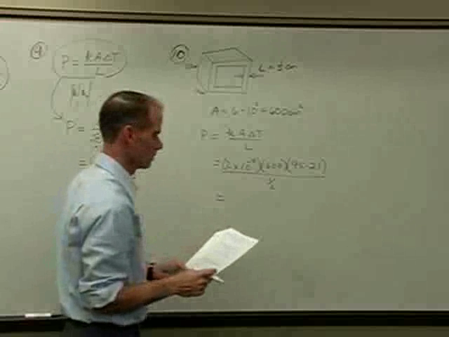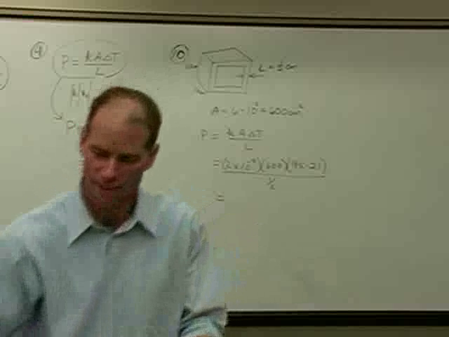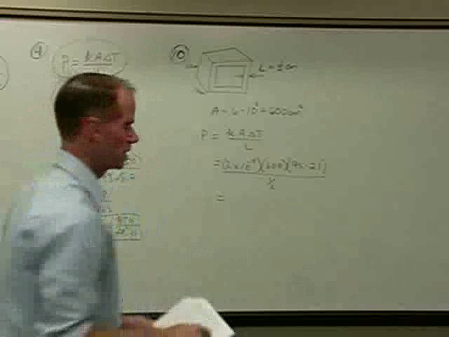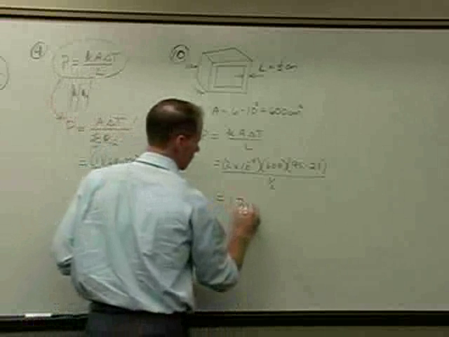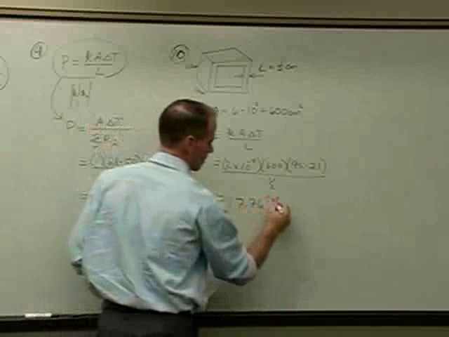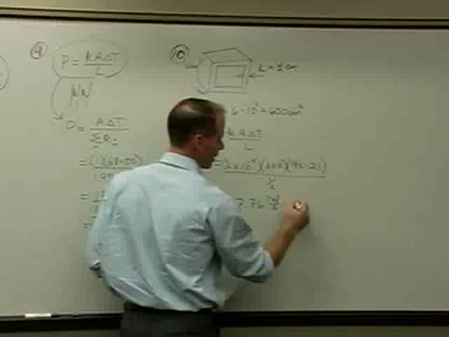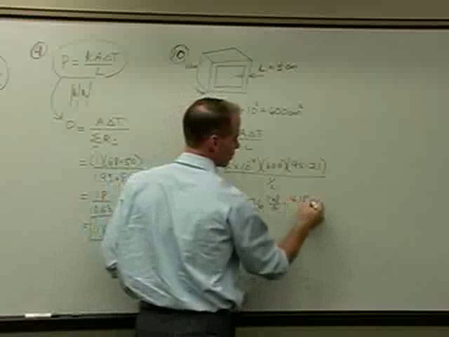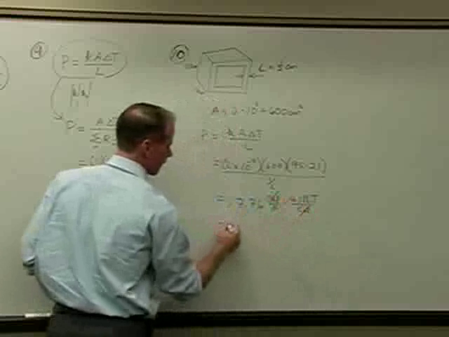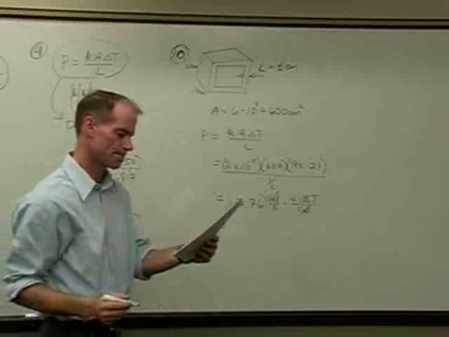I didn't actually figure out that number, so let me figure that out right now. And that number for calories per second is 17.76. Very patriotic number. We're going to multiply that by the number of joules per calorie. There's 4.186 joules per calorie. And so when we do that, we come up with an answer.